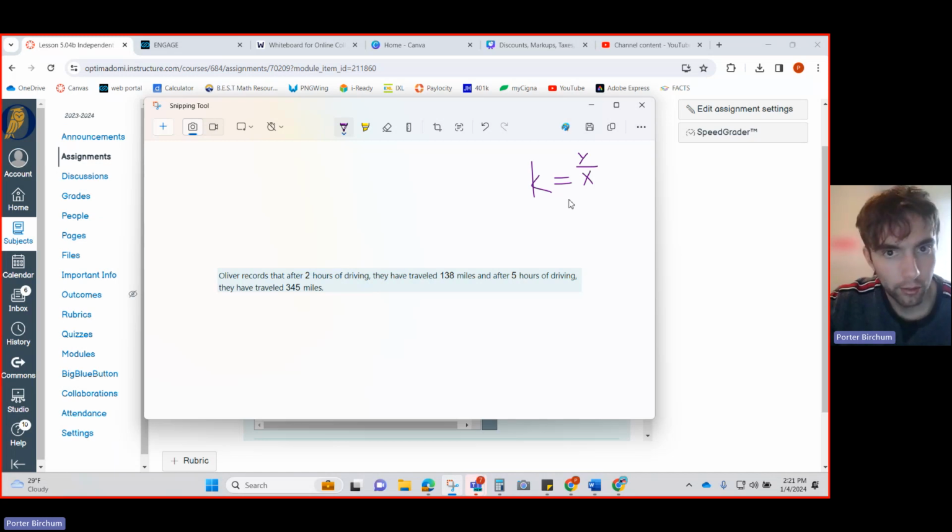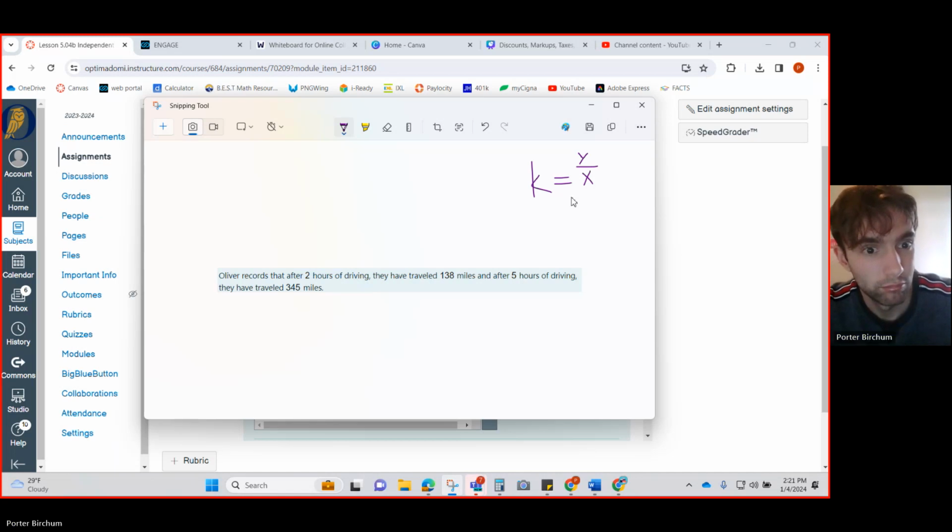X is the independent variable. Y is the dependent variable. X is the thing in the story that you are in control of, the thing that you are deciding on, or Oliver is deciding on. Y is the thing in the story that depends on something else. So we have hours of driving and miles traveled. The miles you travel depends on how many hours you go.